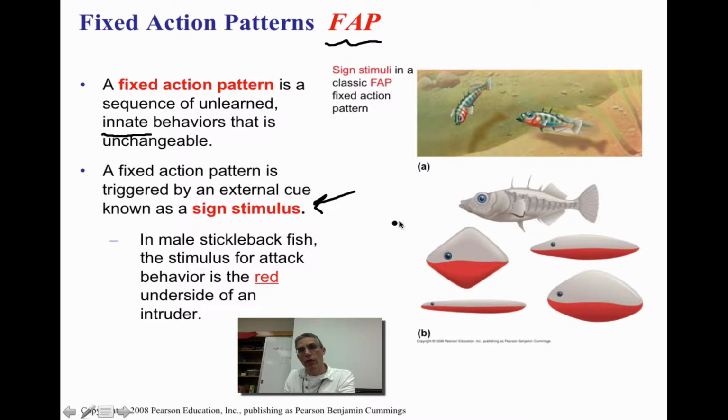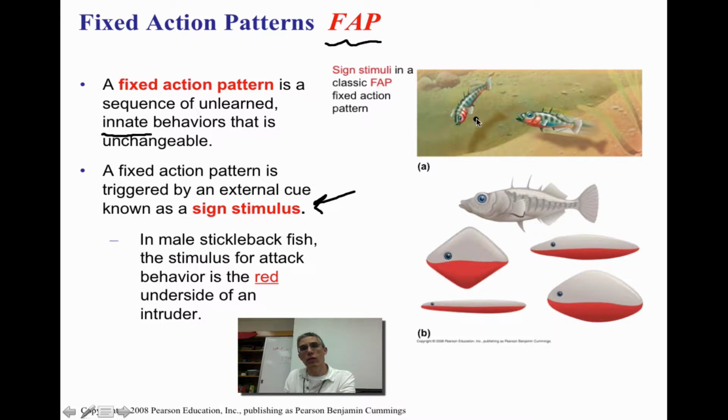Now there's typically some sort of stimulus, and we call this a sign stimulus, that's going to initiate the behavior. Now over here on the right, these are stickleback, and the stickleback fish actually is one that really exemplifies this type of FAP. And the reason it really does a good job at showing us how this works is because the male stickleback is one that actually establishes a territory in order to reproduce.